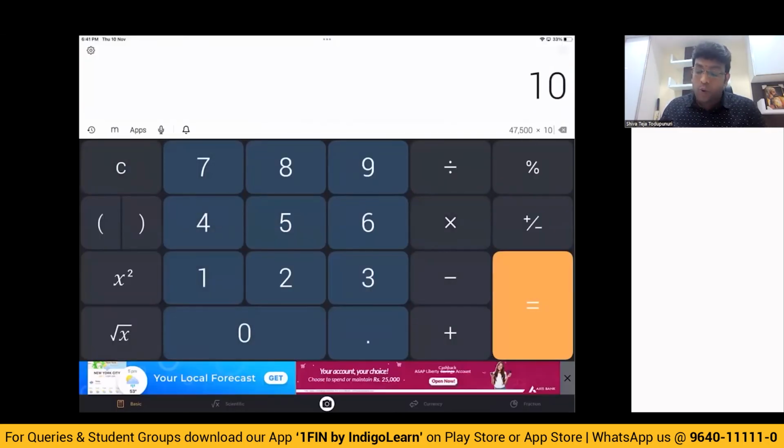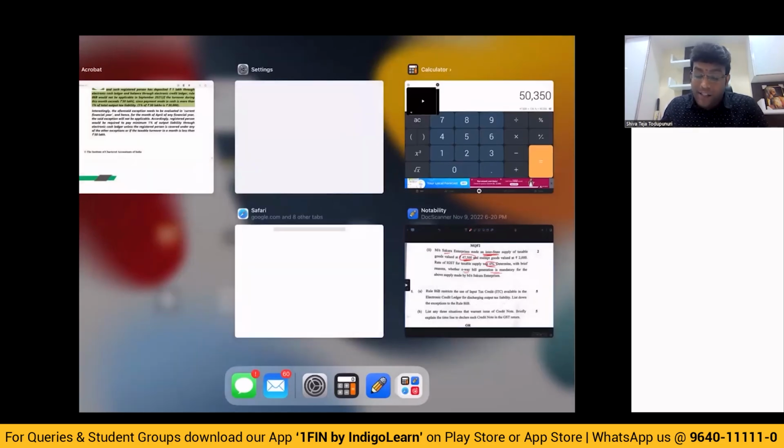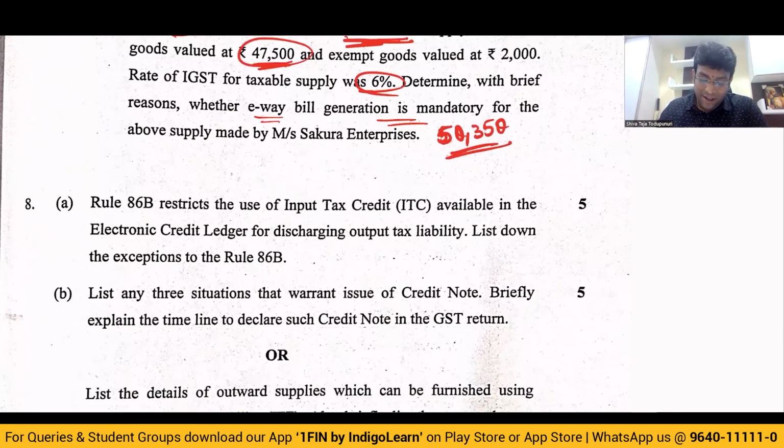47,500 into 106% is coming to 50,350 rupees. When it is 50,350, the consignment value is more than 50,000. Whenever consignment value is more than 50,000, generation of e-waybill is mandatory. And let me tell you one interesting point. Whenever we talk about consignment value, the value is including GST, not excluding GST. That's it. Simple question. Next.